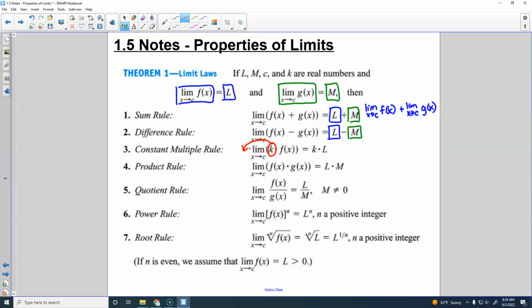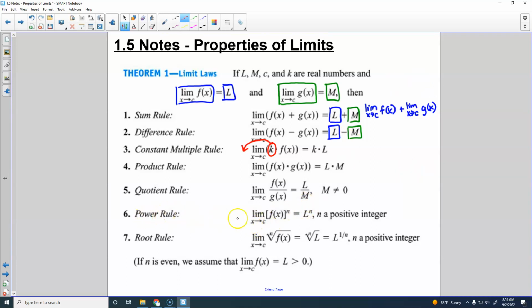Product rule, very similar to sum and difference. If we've got two functions that are multiplied together, we can just multiply their limits together. We can have limit as x approaches c of f of x times limit as x approaches c of g of x. And quotient rule, this also applies for division. So you can do the limit of the top over the limit of the bottom for this. You do have this condition here. The limit of the bottom function cannot be 0. Why is that? Cannot divide by 0. Right? So if that is the case, you would just say that the limit does not exist because you can't have that 0 in the denominator.